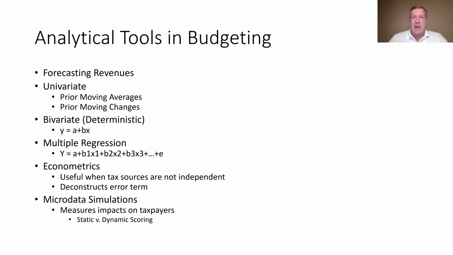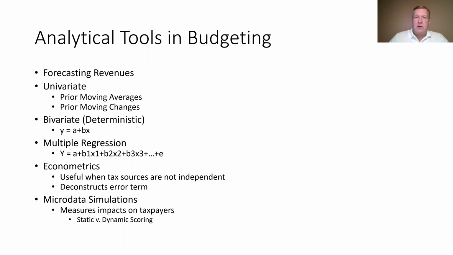It might be a little bit more accurate than prior moving averages, but again, you're not taking into account any additional variables in making your revenue projection. So say, for instance, your jurisdiction is losing a major corporation and your corporate property tax base is taking a hit. Obviously, a univariate approach won't embrace that change in your property tax valuation, so you would need something a little bit more sophisticated to take that into account.